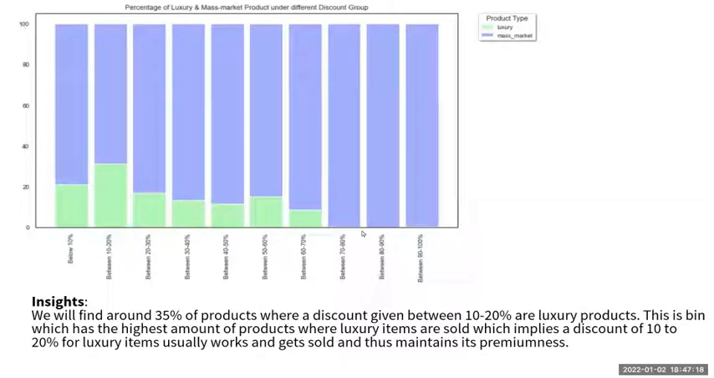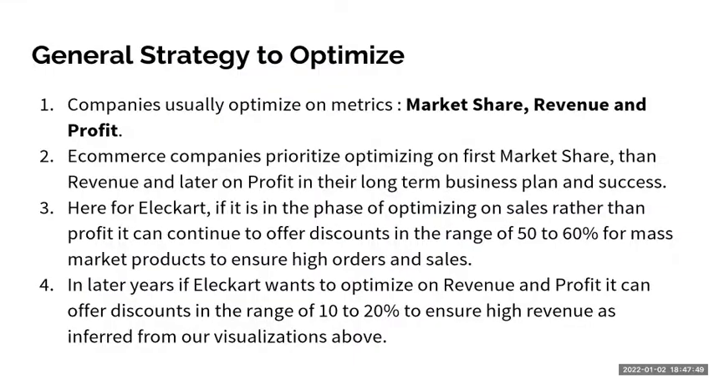This is another chart. Simply you see between 10 to 20%, you will find that around 35% of the products where a discount was given between 10 to 20% are luxury products. So between 10 to 20%, if you give the discount, that's where luxury items are sold. That's what it says. This is evident from the previous slides as well.